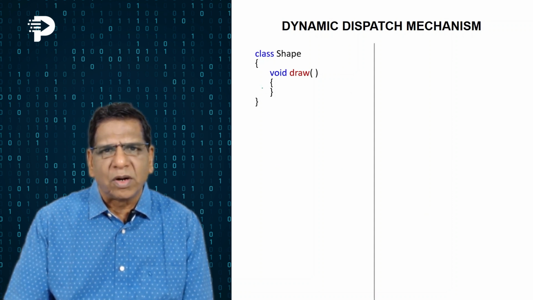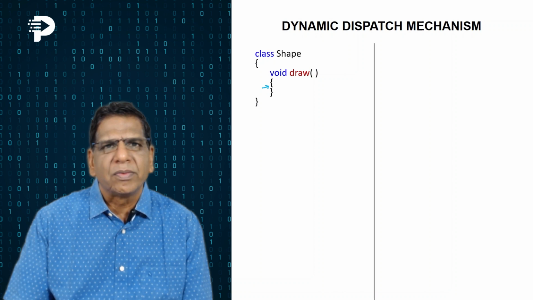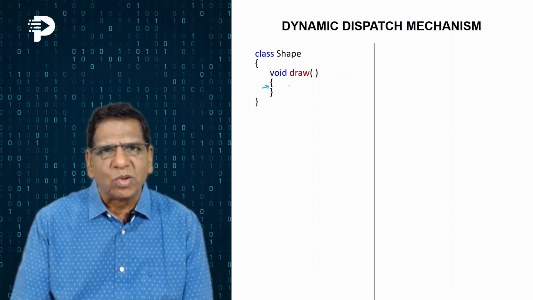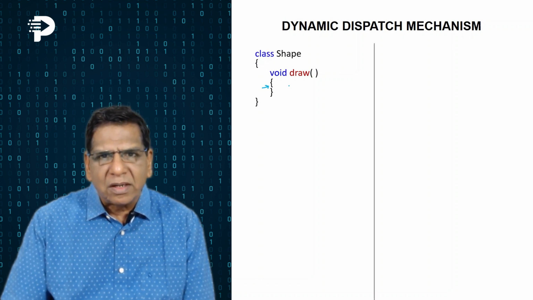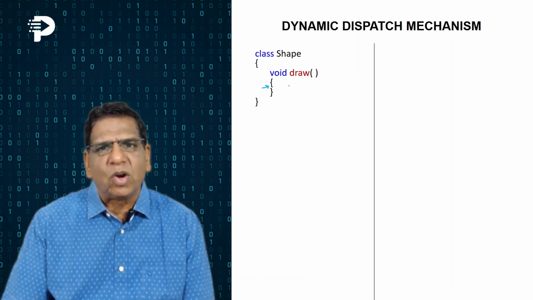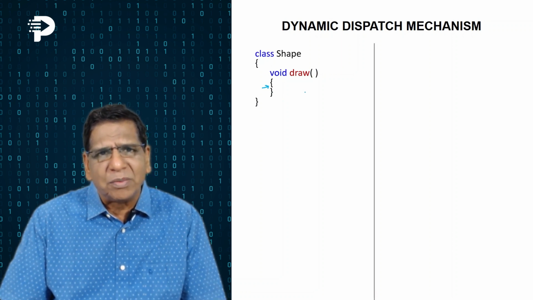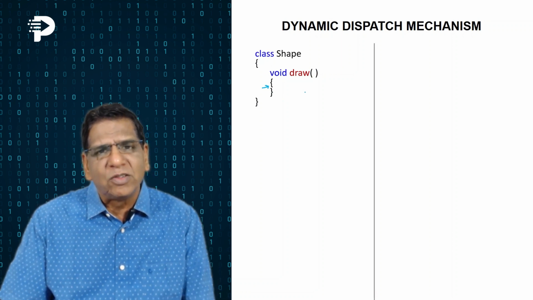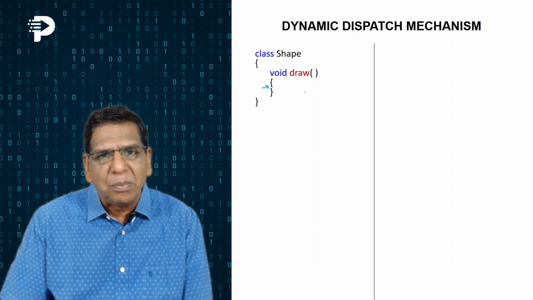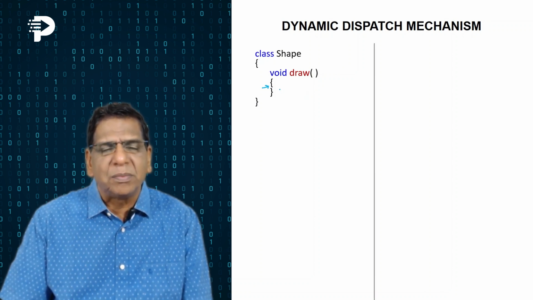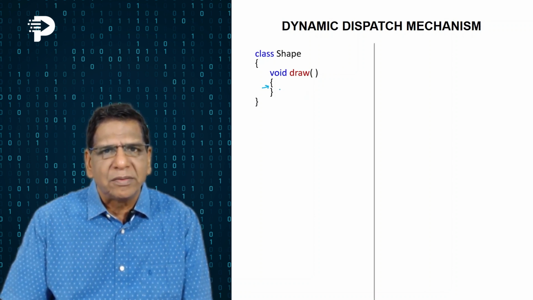But in reality what I would do is I would actually have the code here to carry out the drawing of a shape. But realize that when I say draw a shape, I don't know which type of shape you are going to draw. That is why we should purposefully keep the base class, that is shape class's draw function, as empty.